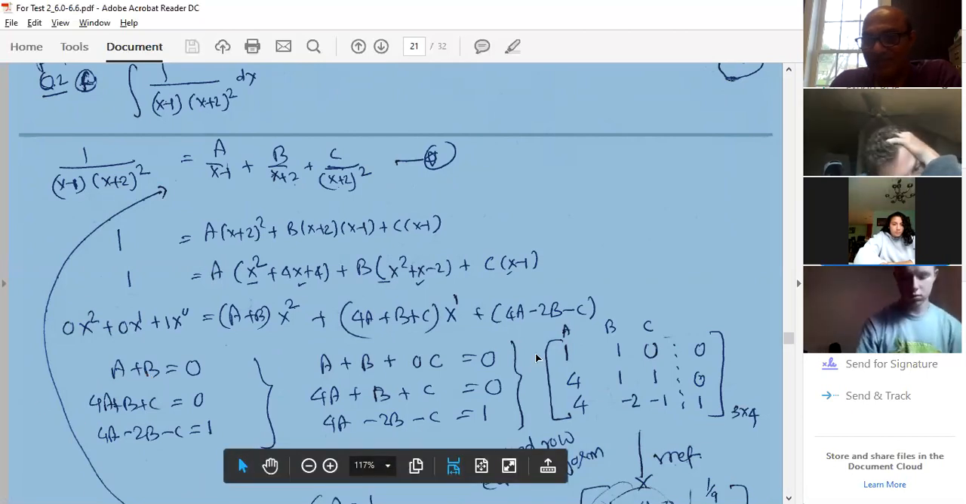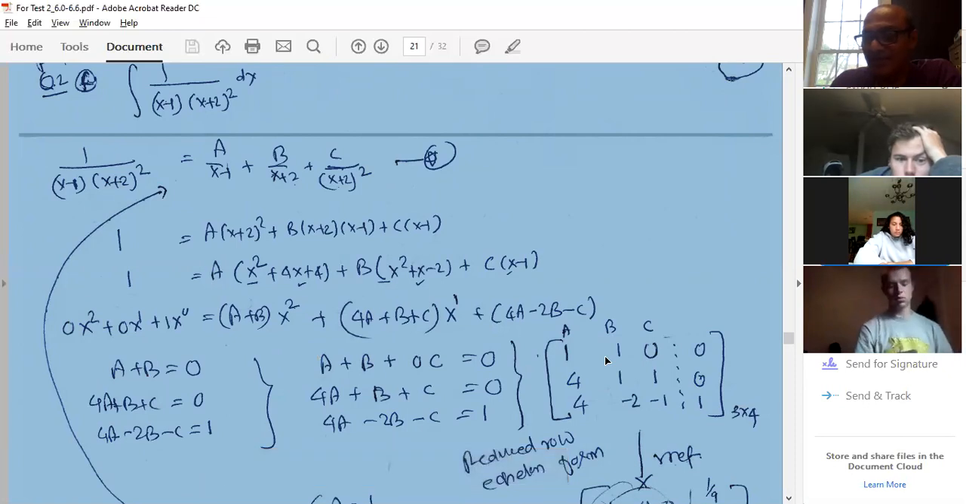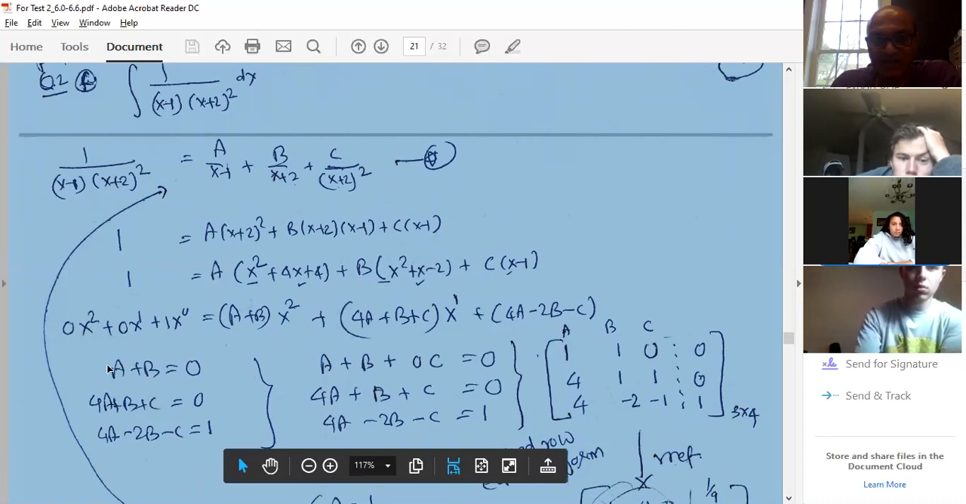So write your matrix and then give REF. REF is known as reduced row echelon form. That means here the coefficient is 1. Look at here, 1, then 1 for B. There is no C, so 0C, and right side 0. Coefficients are 4, 1, 1. 4, negative 2, negative 1, and right side is 1. So I can write it like this: 1, 1, 0 and 0; 4, 1, 1 and 0; 4, negative 2, negative 1, dotted line, and 1 on the right side. This stands for A, B, and C like this. This is my 3 by 4 matrix.